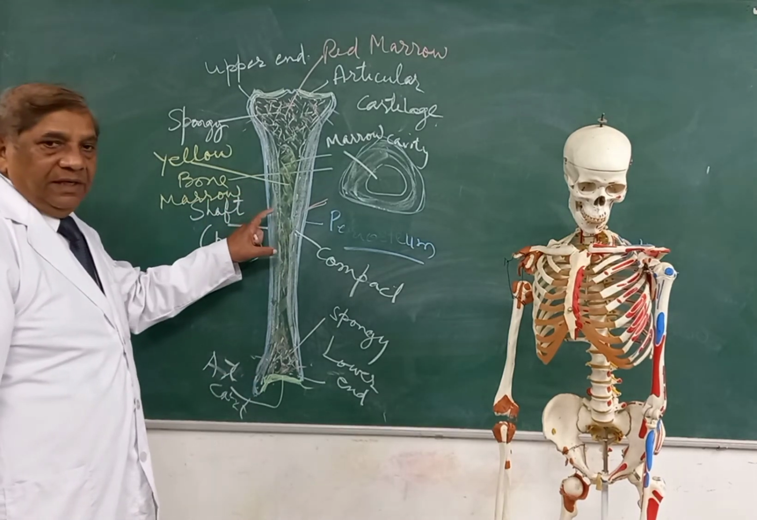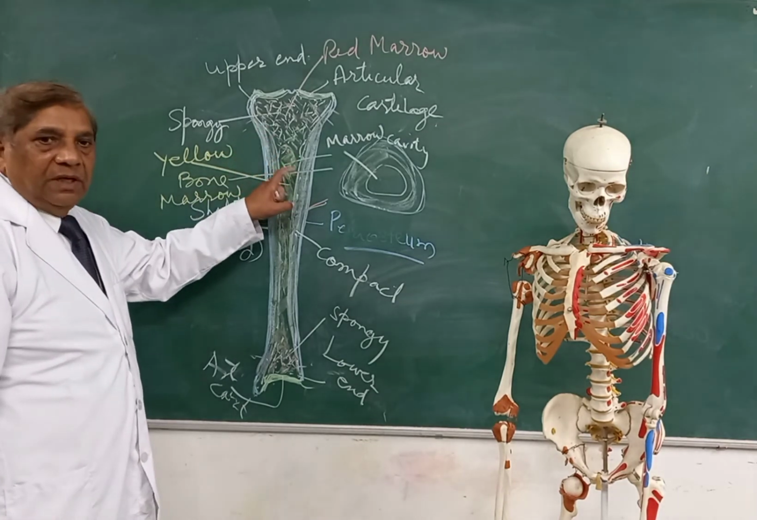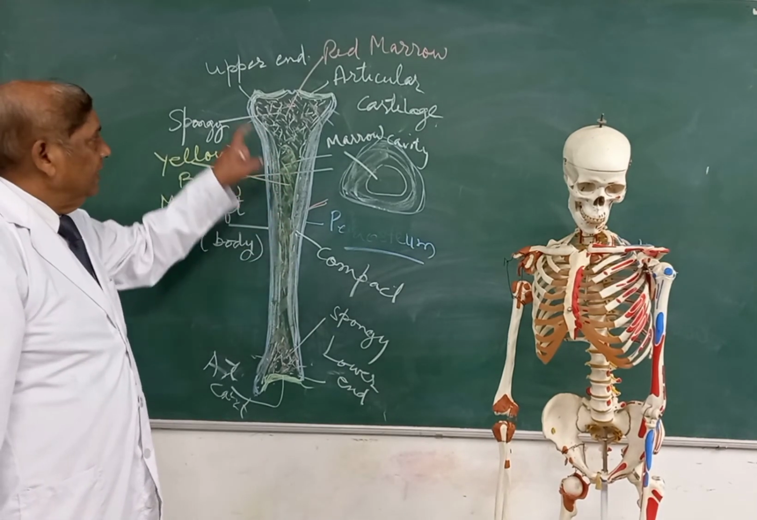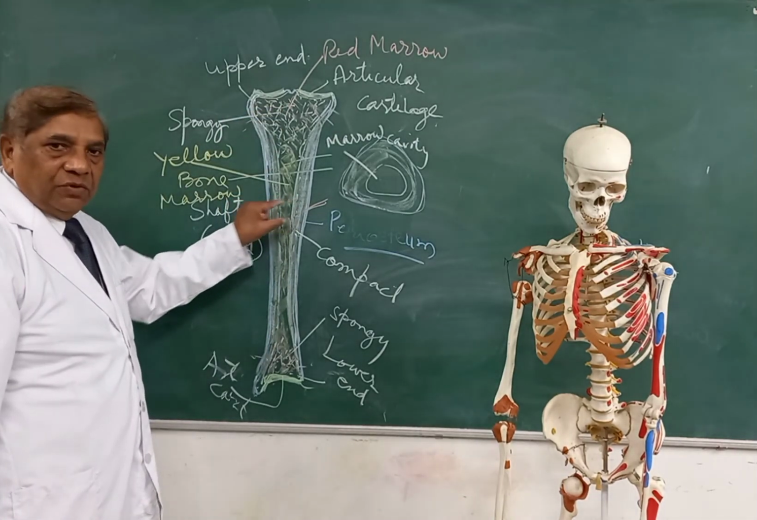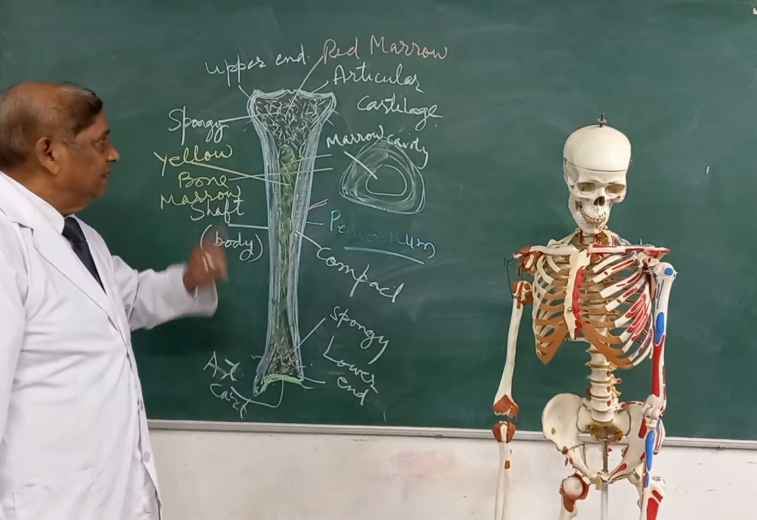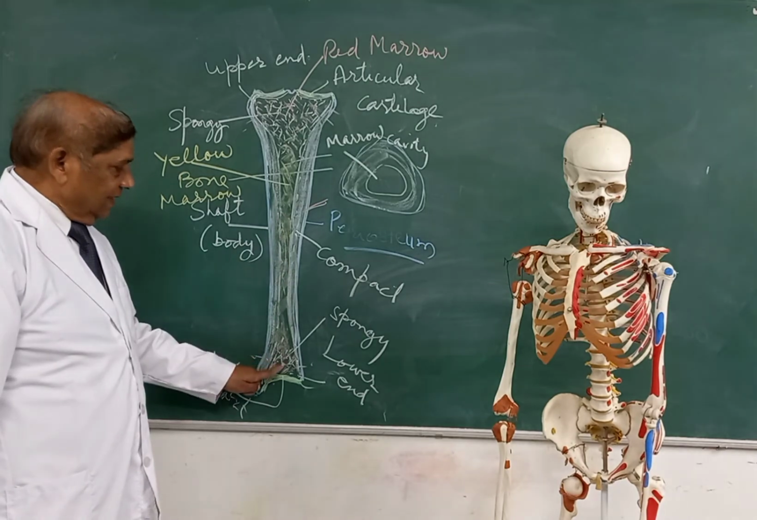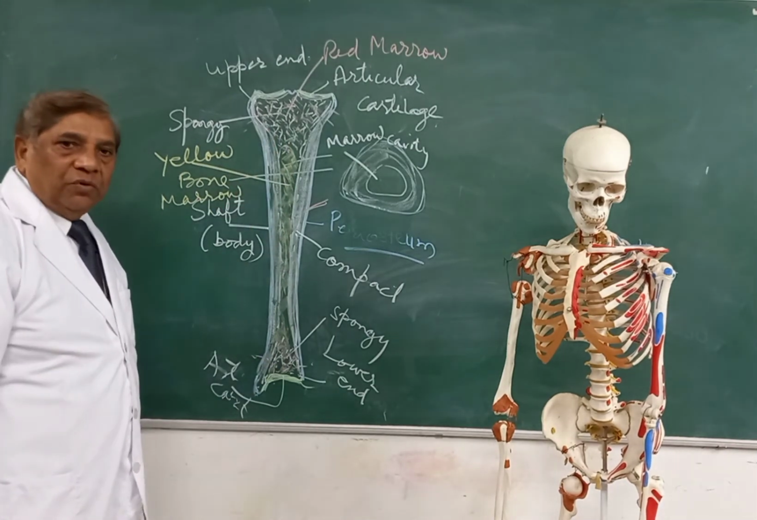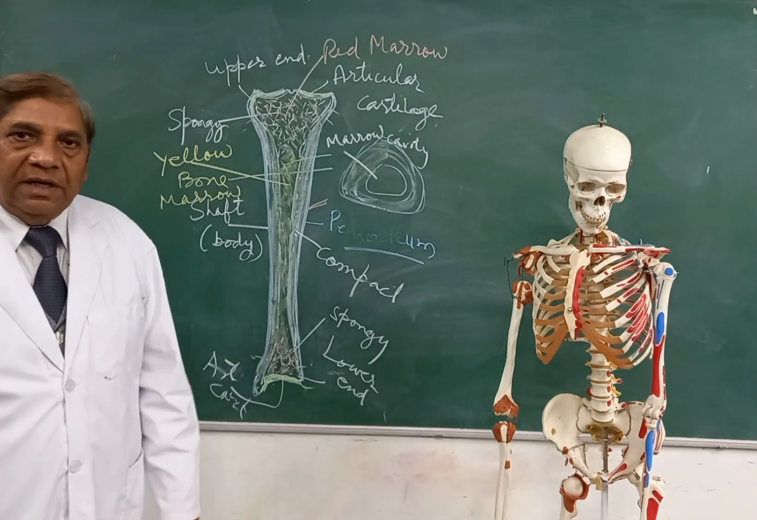So basically in the longitudinal section we saw that the bone is of two different types: spongy bone at the ends and compact bone in the shaft, surrounded by the periosteum. There is a yellow bone marrow and a red bone marrow. The ends are covered by the cartilage called hyaline cartilage.